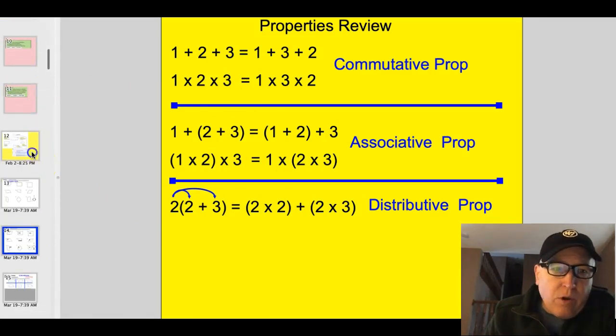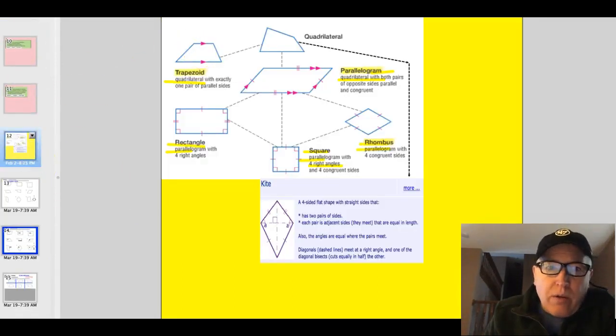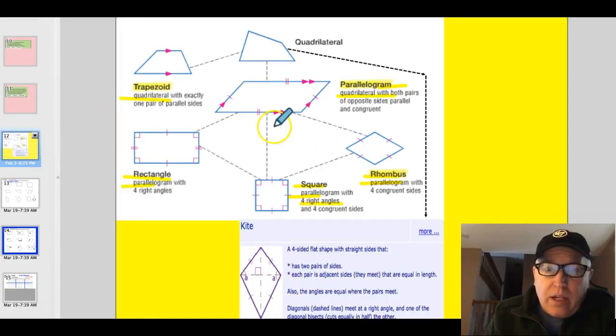Okay, moving forward, we need to review our quadrilaterals. We started with this yesterday, and I decided to present it in a flow chart today. So when you think about it, here's your basic quadrilateral. This is its simplest form, just 4 sides. Notice that all 4 sides are different lengths. Therefore, you're going to have different angles. Nothing's parallel. If there's one set of parallel lines, then you know that this is going to form some sort of a trapezoid, because that has exactly one set of parallel lines.